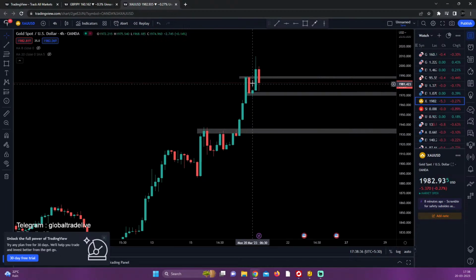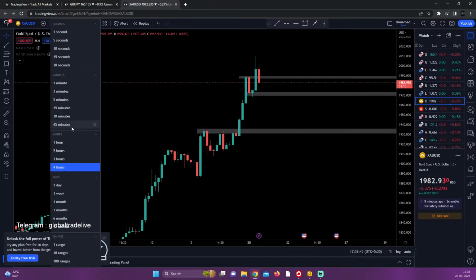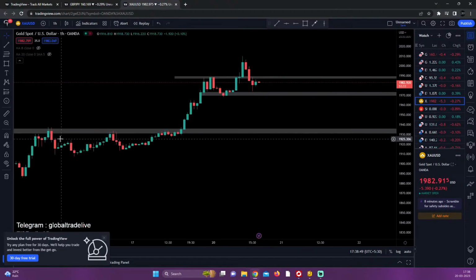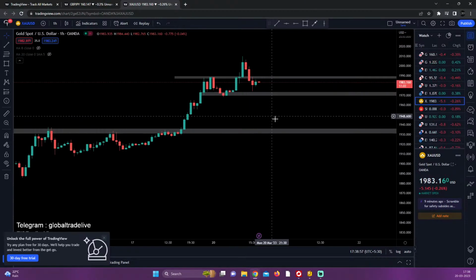In order to move up from here, I think this 4-hour candle has to close above this high over here, because otherwise it might be the formation or starting of a consolidation zone in gold, or maybe the initialization of a sell trend in gold.